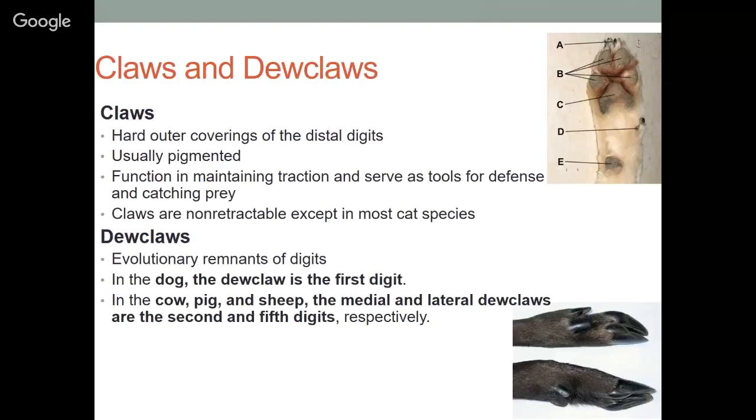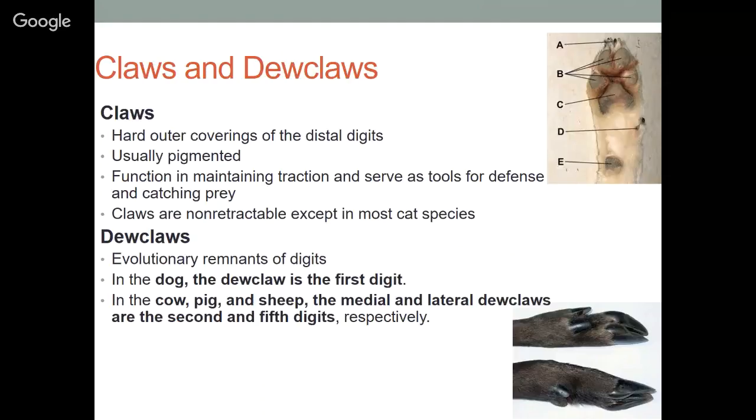On cow, pig, sheep, they do have medial and lateral dew claws. Again, if you put your hand down on your desk or the floor, you take away your thumb, and you put your third and fourth digits down, and bend your second and fifth digits, you have what looks like a pig, goat, sheep, cow claw or hoof.